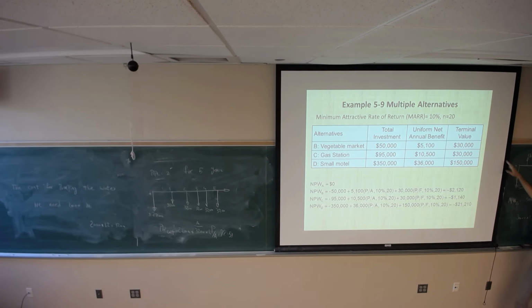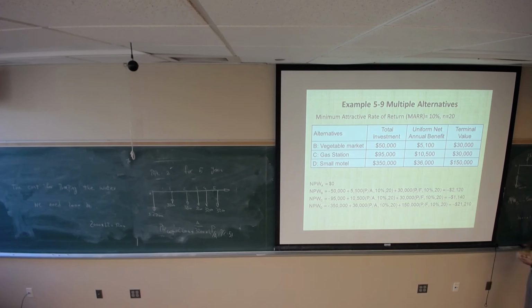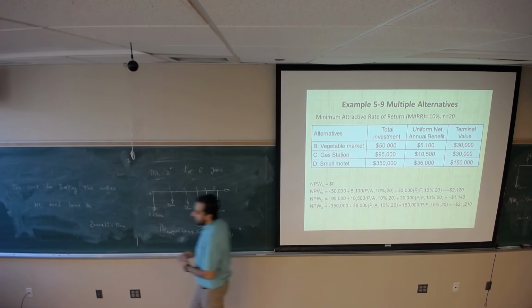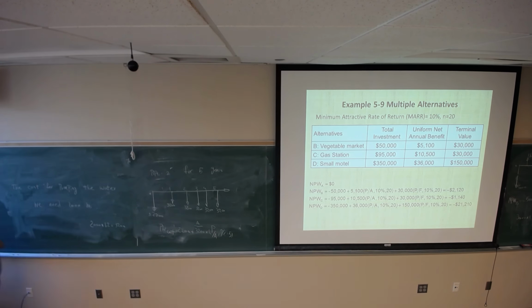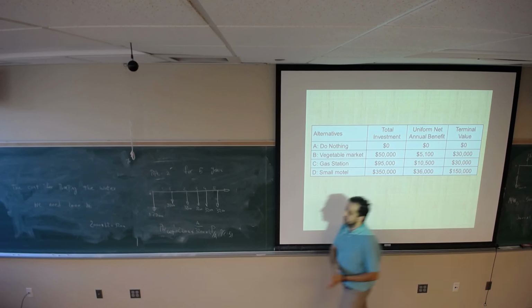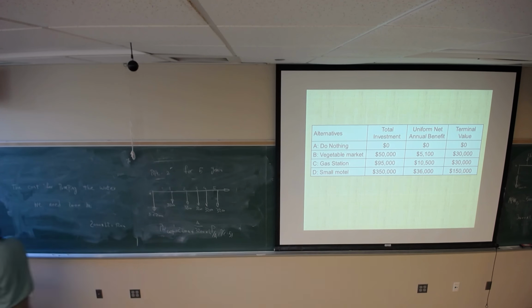So this project has negative net present value. Second project has negative value. Third project has negative value. If I ask you which alternative should be selected, one alternative would be do nothing. So you shouldn't invest in any of these three projects. So do nothing when net present worth is negative for your options.